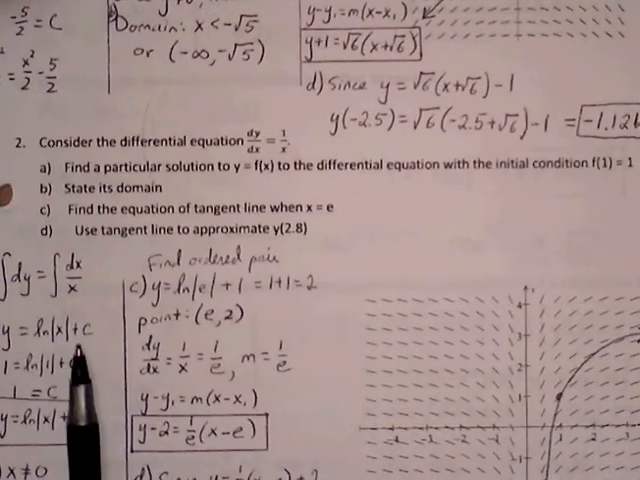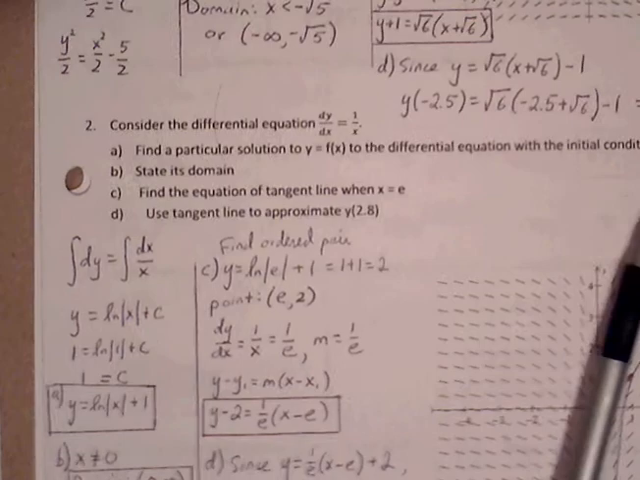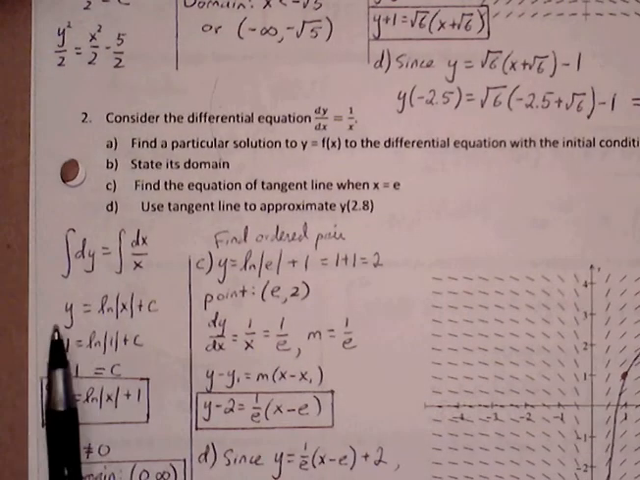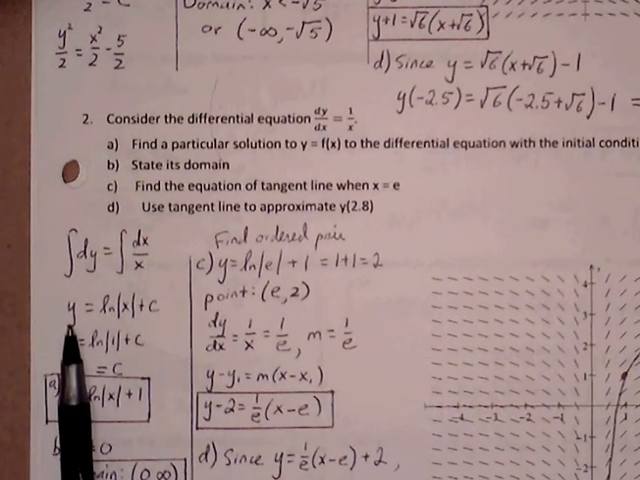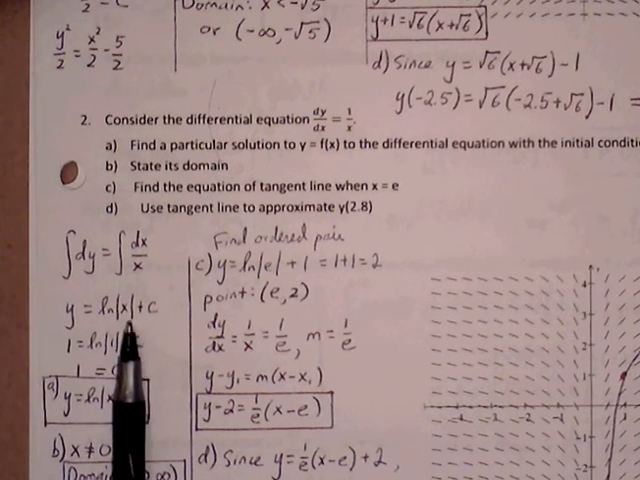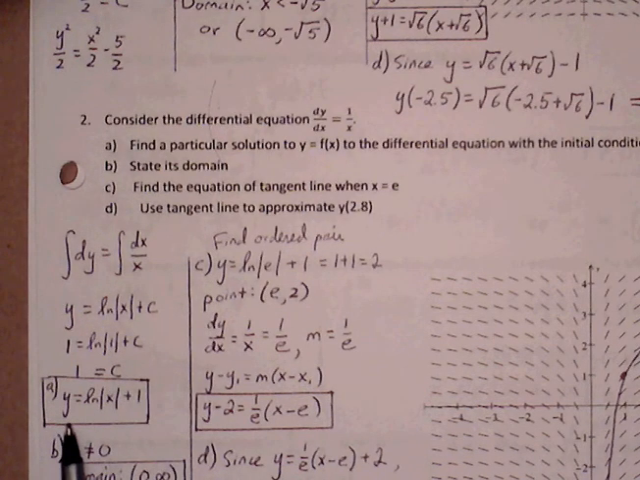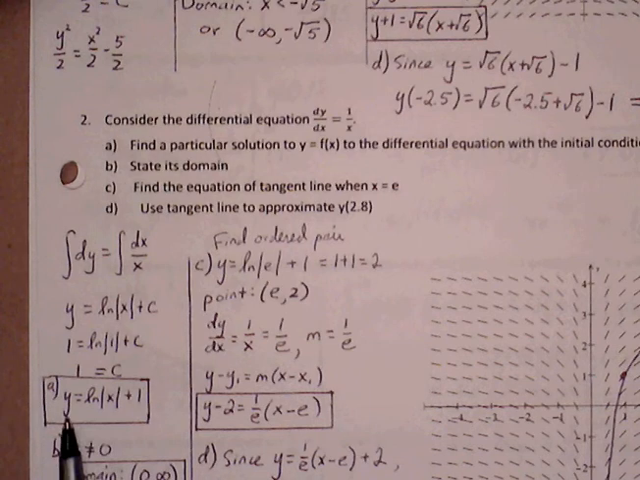Next step, we can solve for c. And we have the ordered pair 1, 1. So plug 1, 1 in for the x and the y value to find the c value so we can identify the particular solution. So y gets replaced with 1. X gets replaced with 1. Natural log of 1 is 0. So we get c is simply equal to 1. So our particular solution is y is equal to natural log of the absolute value of x plus 1.